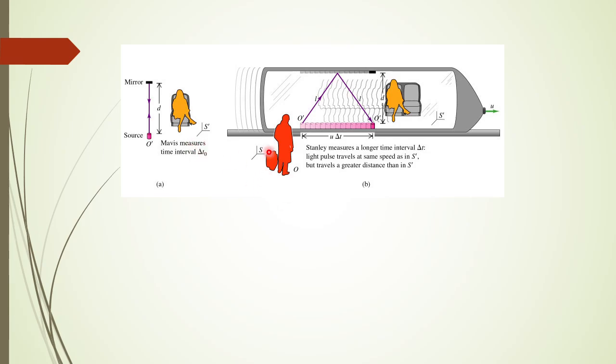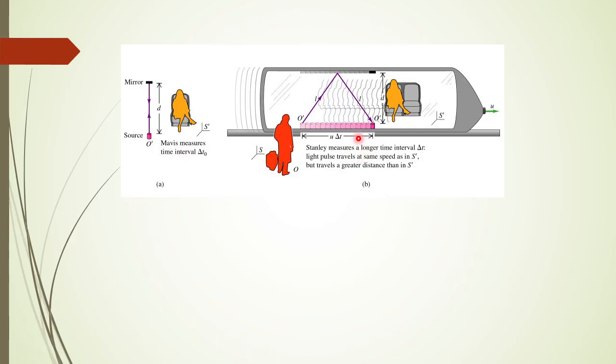However, for Stanley, because he sees the motion of the train and the speed of light is still the same, still c, the distance that the light beam travels will have to be longer. Why is it longer? As the train moves to the right, the light beam has to travel a diagonal path up with the length L and a diagonal path down with the length L again. So this is a longer distance for the light to travel, yet the light still has to travel at the same speed, c.